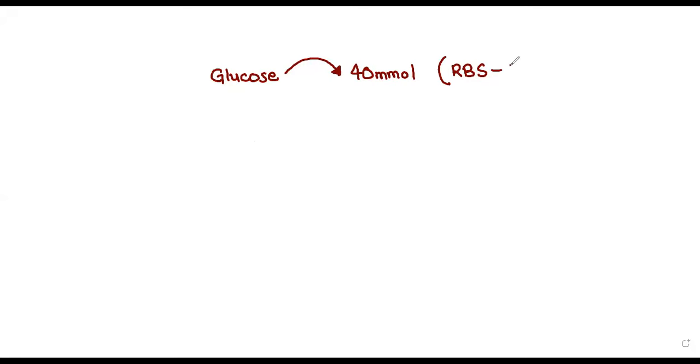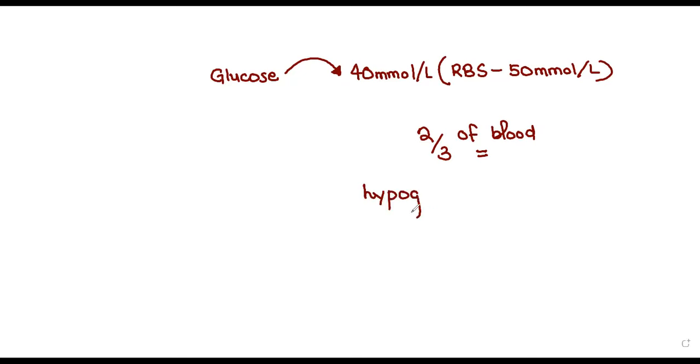Good. So the RBS here was 50 millimoles per liter. So we know that for CSF glucose, it should be at least 2/3 of what is in blood. So if you have someone whose CSF glucose is less than 2/3 of what is in blood, then you say that the patient has a low CSF glucose, or the term is hypoglycorrhachia.